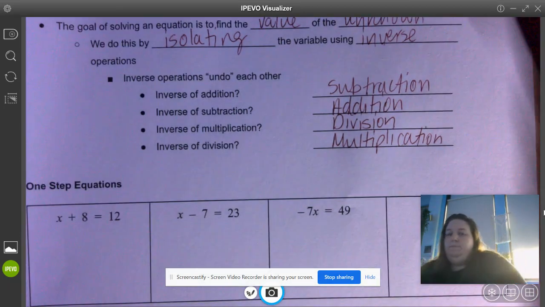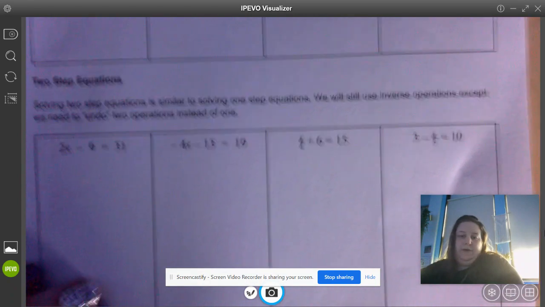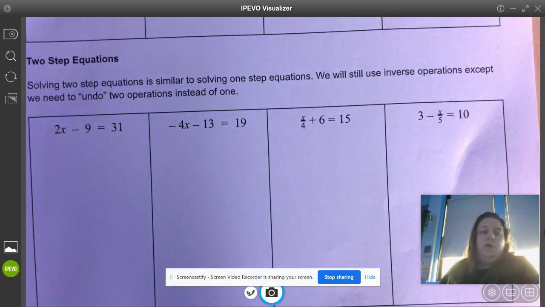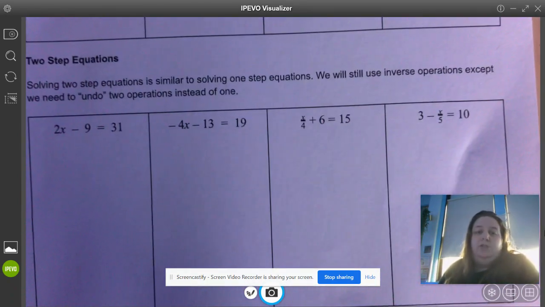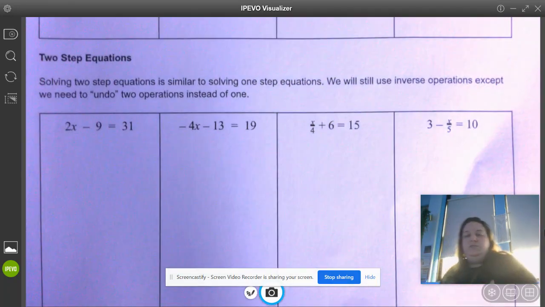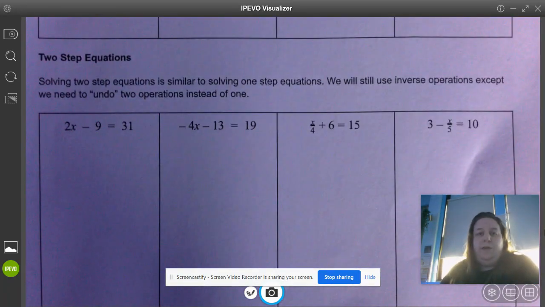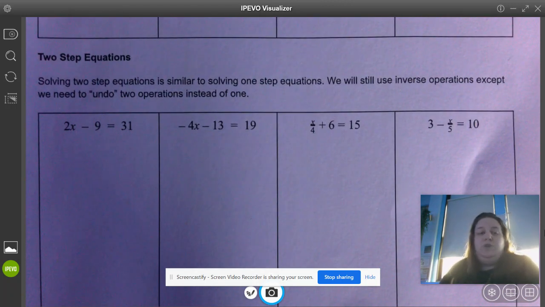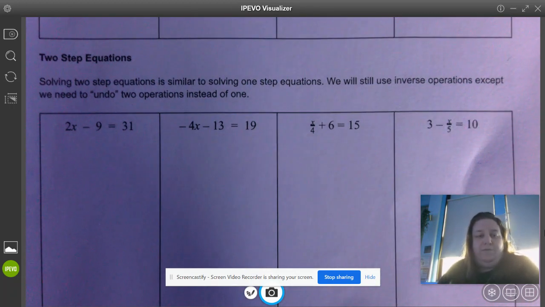Okay. So I'm going to just move this down. Okay. Solving two-step equations is similar to solving one-step equations. We will use inverse operations, except we need to undo two operations instead of one. So in all of these two steps, you're going to notice two different operations happening. Addition and multiplication, addition and division, subtraction and multiplication, subtraction and division, and then we have to work backwards.